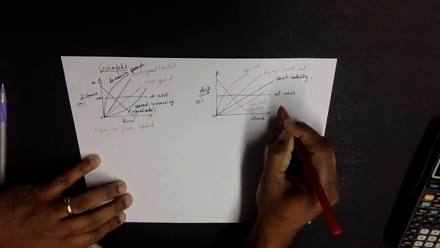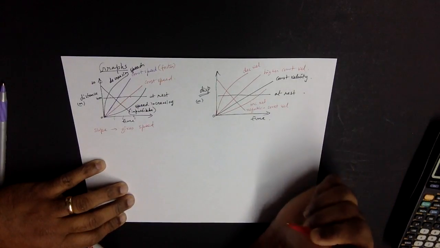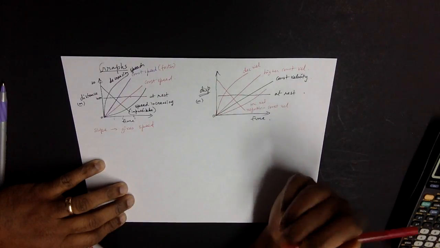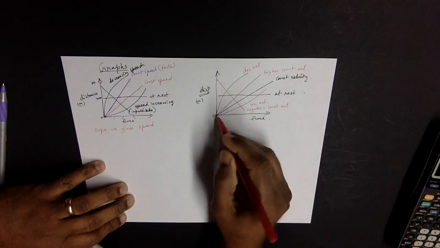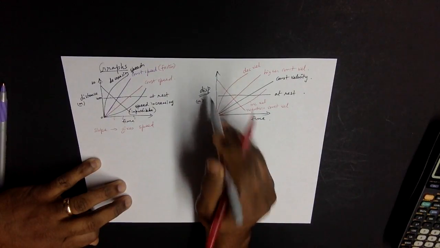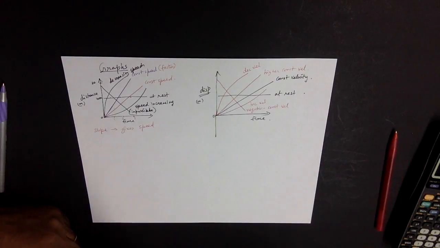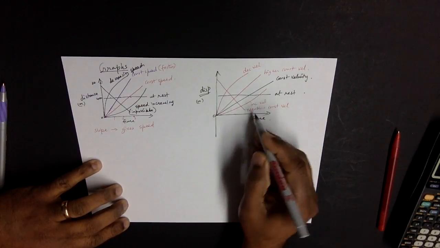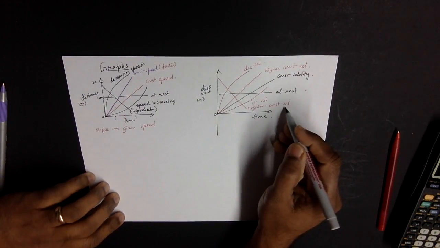Negative constant velocity. You remember, velocity is a vector quantity, so you can have a positive velocity and a negative velocity. When you say negative velocity, it means you're returning back. So you can have displacements going downward as well. You can have a negative displacement, because displacement also is a vector quantity. So you can have graphs even on this side, because displacement is a vector quantity and so is velocity.